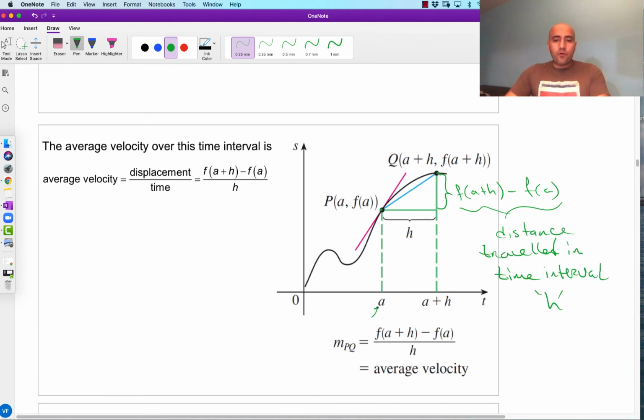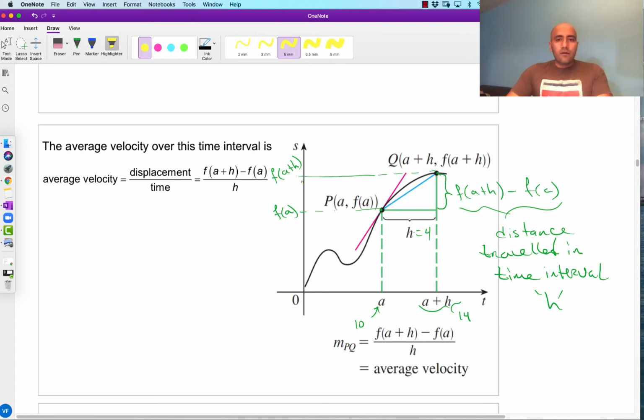So in my little example from before, we said, let this be 10. We said let h equal 4. Therefore, this whole thing was 14. And so if we found the difference between the distance traveled after 14 seconds minus the distance traveled after 10 seconds, this translates into this guy and this guy. This is f of a plus h, and this is f of a. So this, which is equivalent to that, represents the distance traveled in h seconds. So the slope of the blue one is equal to this, the average velocity in the time interval h.